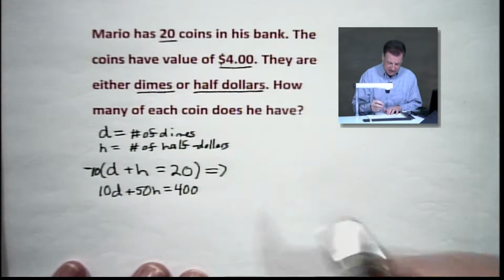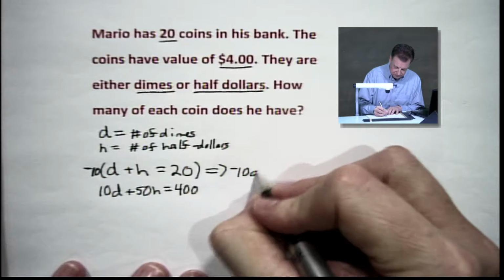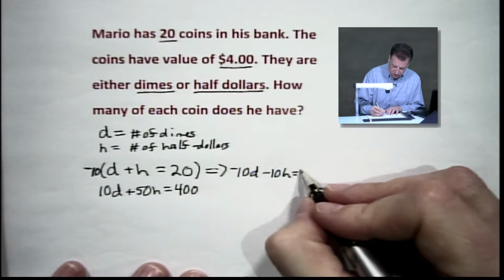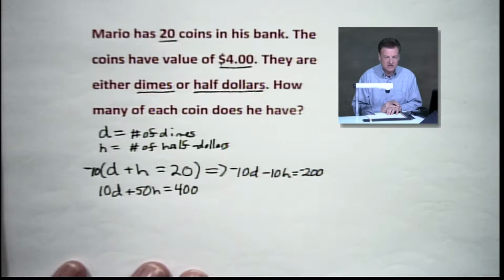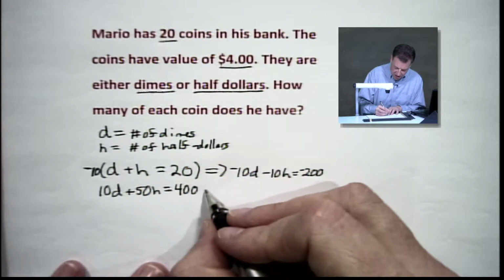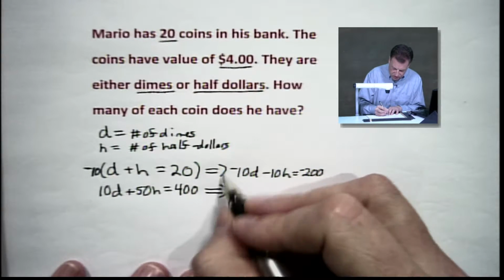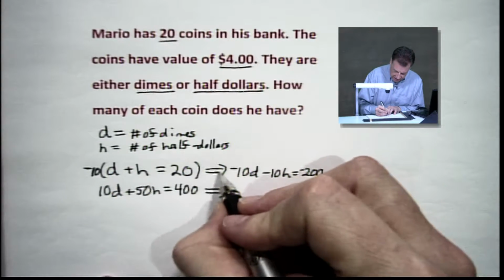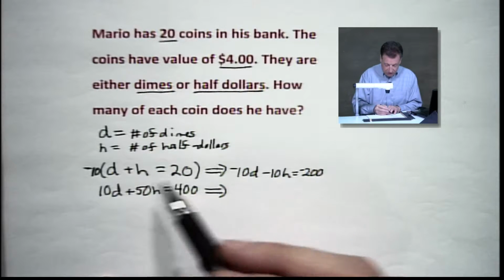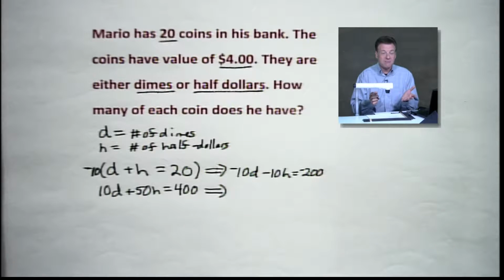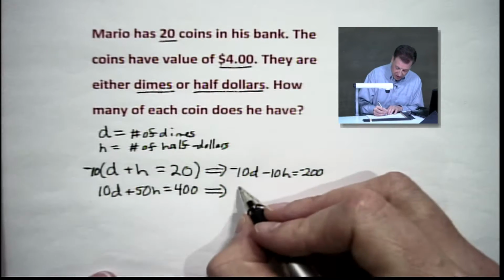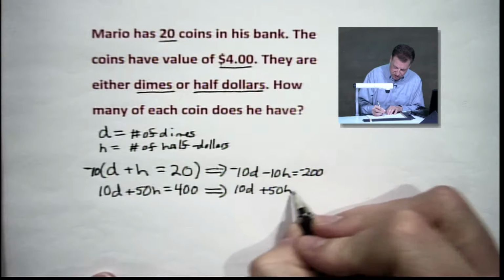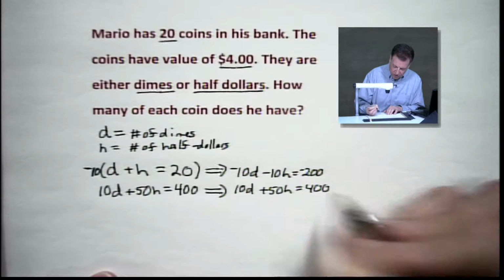We've got a negative 10D here. We've got minus 10H, and that's going to equal negative 200 right out there. That's our change. That's our transformation. Notice I like using these arrows to point where we're going. We're getting a transformation, getting to a new equation. Now, did we transform anything here? No, we're just multiplying by 1 through everything, so we're going to get the same thing right back. We got 10D plus 50H equaling 400.